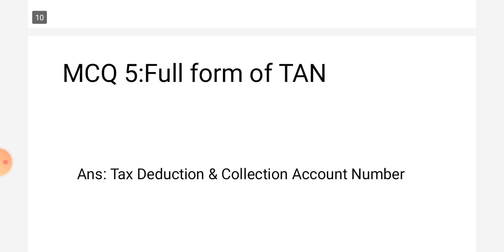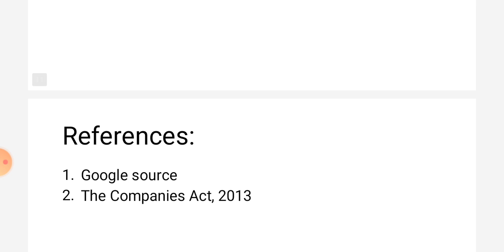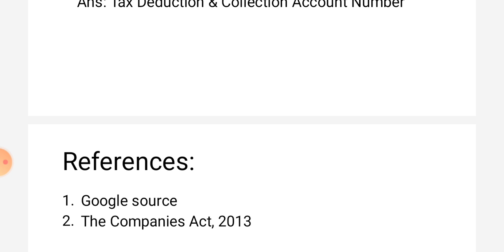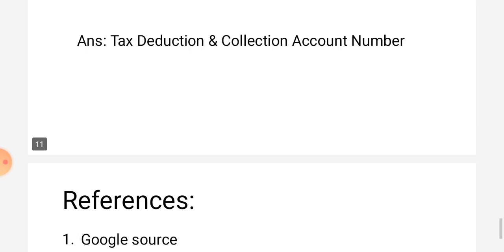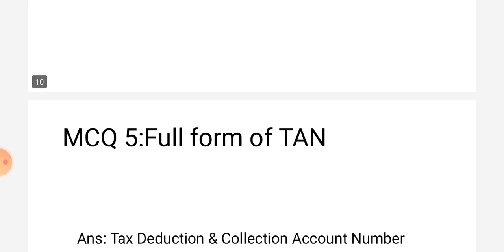And then TAN. You may have heard of TAN, but you may not know what TAN is right now. So let us understand. TAN means tax deduction and collection account number. If you want to go for any elaborate study, there are plenty of articles available on the net, on Google, that you can read, and you can also follow the Companies Act 2013. This is about the establishment of a new startup company.